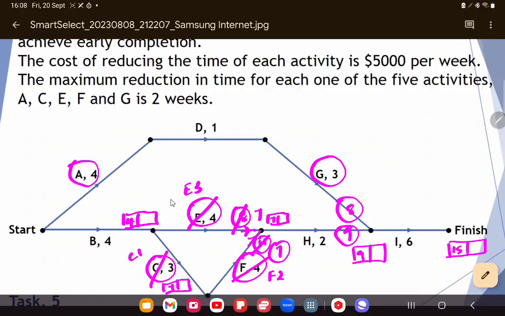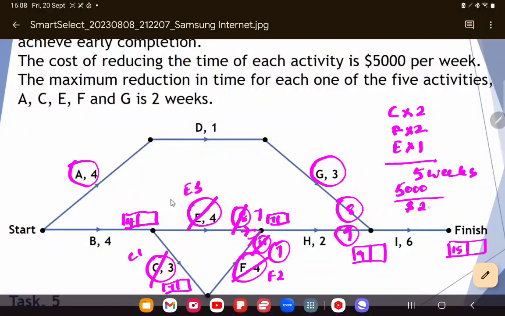So now if we record all the activities that we did crash, we crashed C by 2, we crashed F by 2, we crashed E by 1, and that was a total of 5 weeks. And if it was $5,000 per week, that is $25,000 incurred in order to reduce the minimum completion time to 15 weeks.